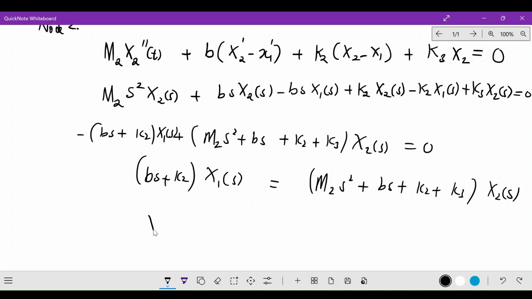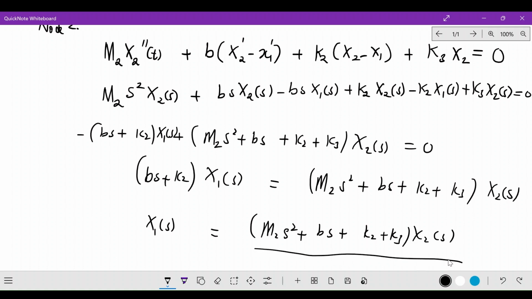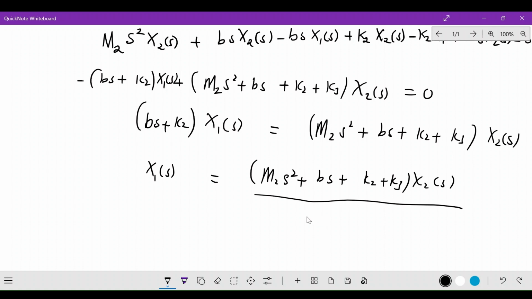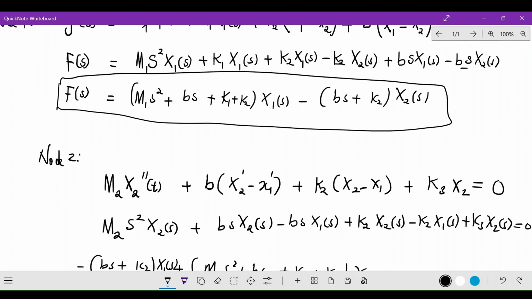And then from this, you can solve for x1 of s, which will just be equal to m2 s squared plus bs plus k2 plus k3 times x2 of s, divided by bs plus k2. Now I'm going to take this and substitute in the first equation. Okay, so where there's x1, I'm going to substitute here.